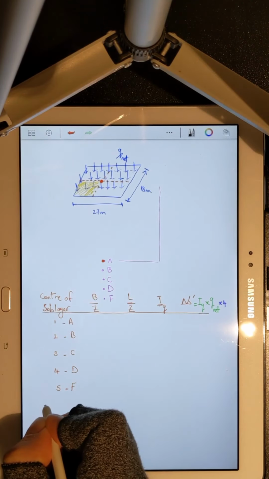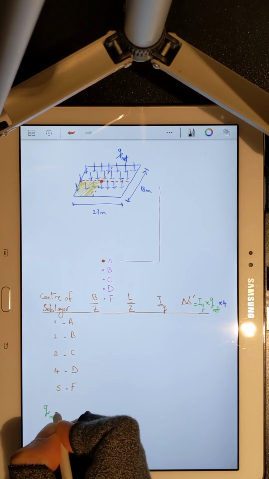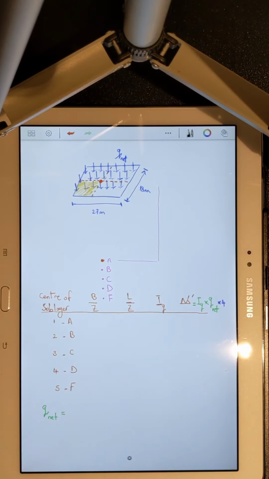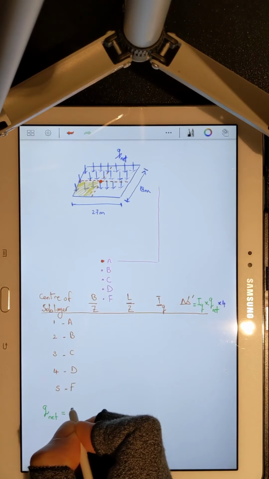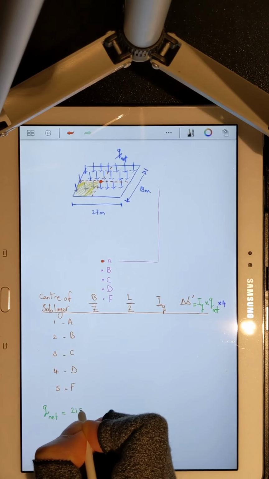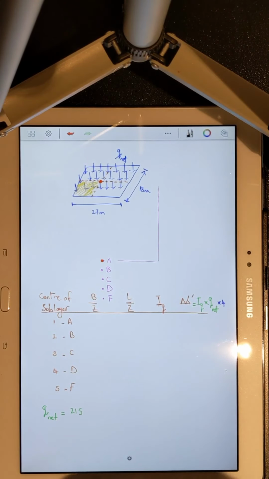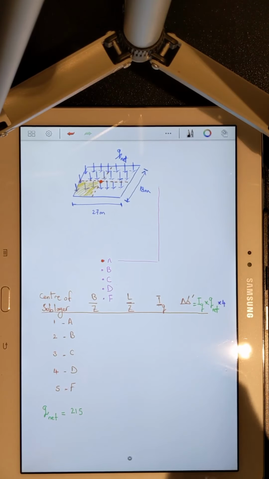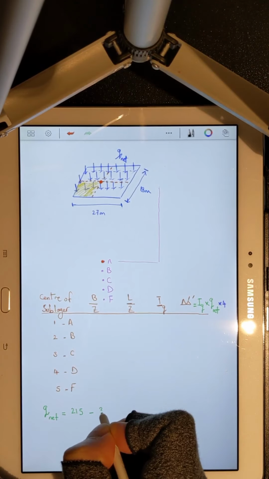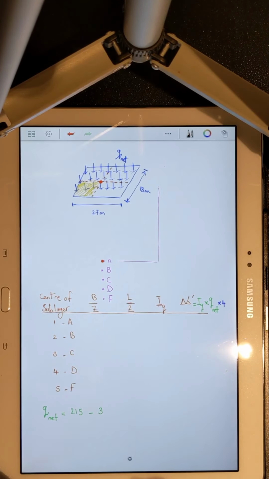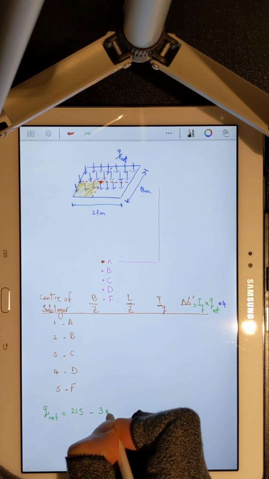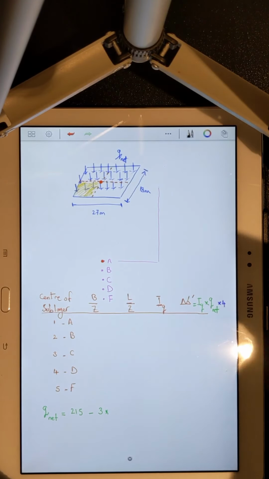Q sub net is the stress at the bottom of foundation. Q sub net is equal to the surcharge, 250 kPa, which is applied to the foundation from the superstructure, minus the effect of excavation. How much excavation am I talking about? 3 meters of excavation into what type of soil, with what unit weight?